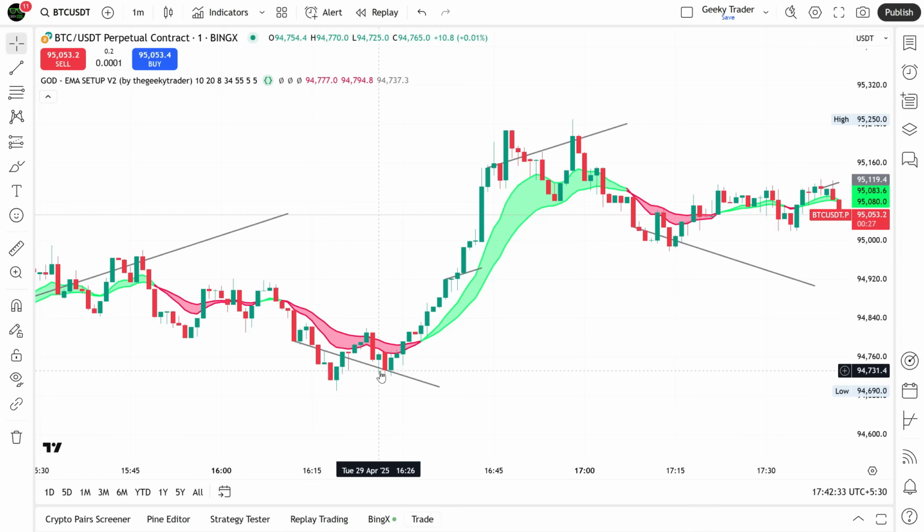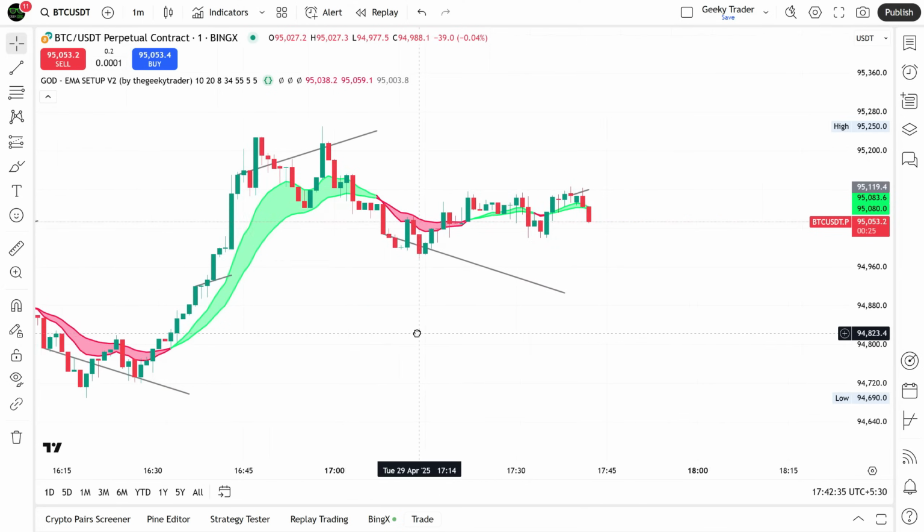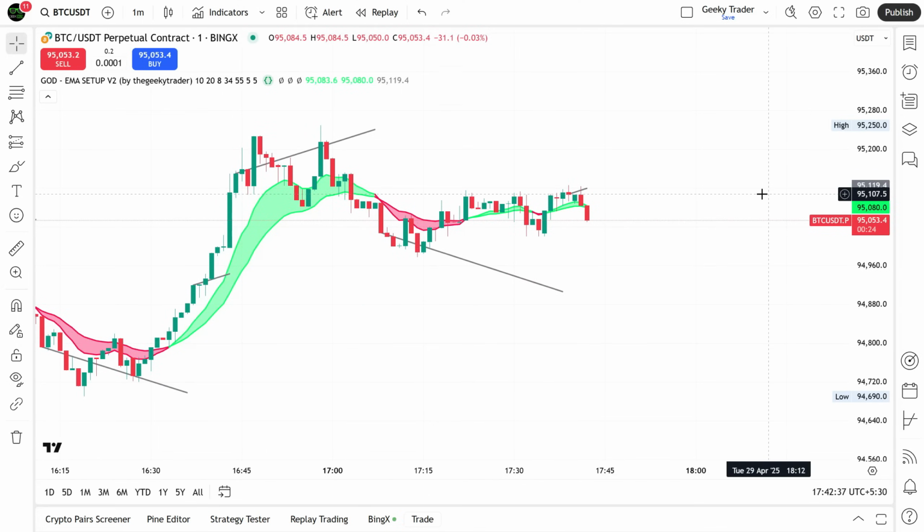So in simple terms, downward slope line equals potential bounce up, bullish. Upward sloped line equals potential drop down, bearish. All right, now that we've decoded the chart visuals, let's dive deeper into how to use these signals in your actual trades.